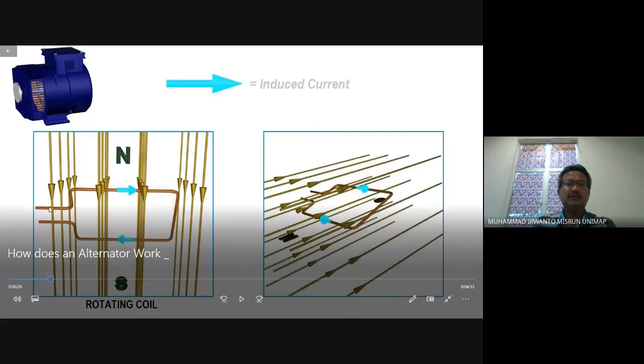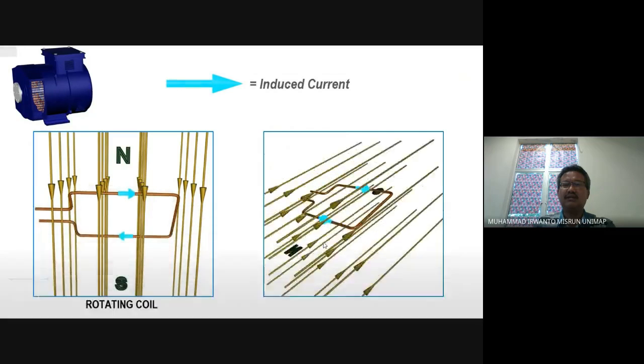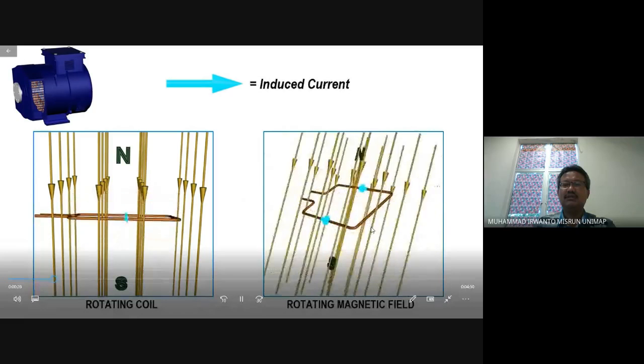Okay, now the winding is on the rotor. The rotor winding is fed by the DC current, meaning the magnetic field will be produced here. Because the rotor is moved by the prime mover, a rotating magnet will occur in the rotor.